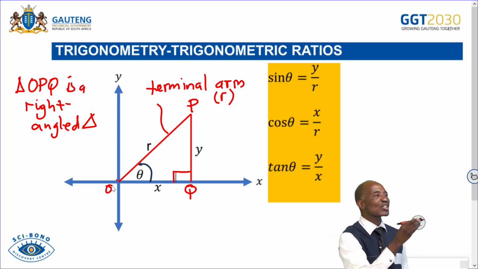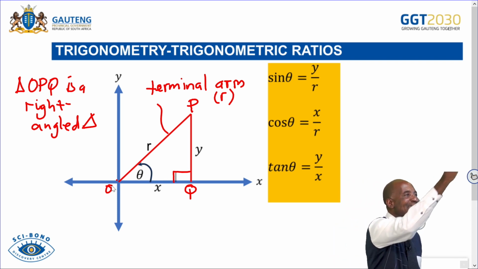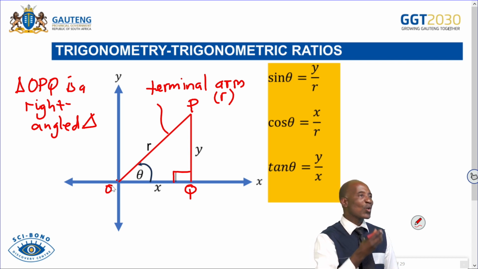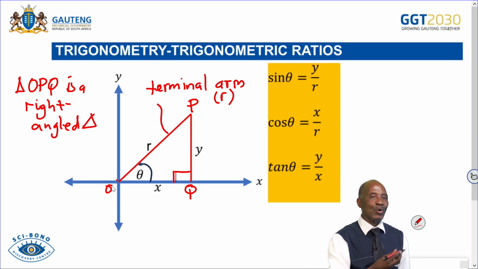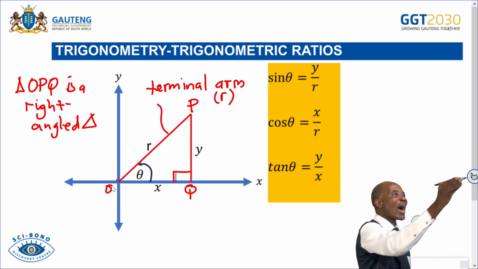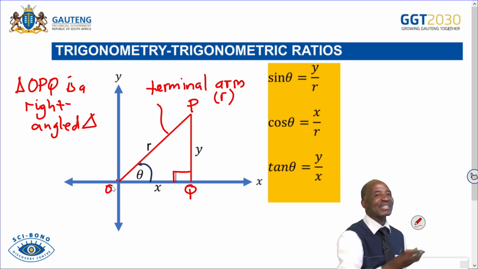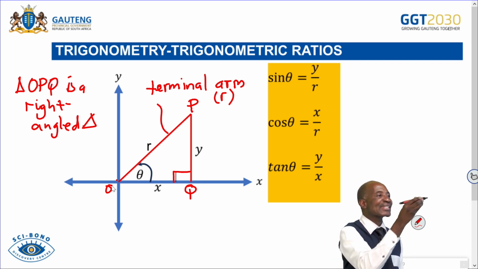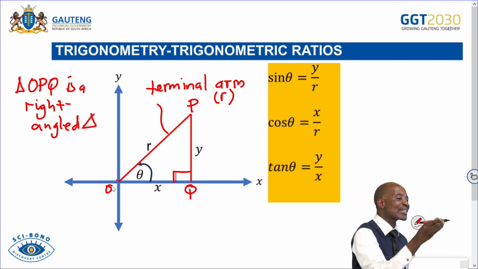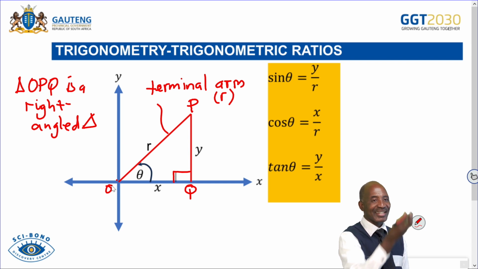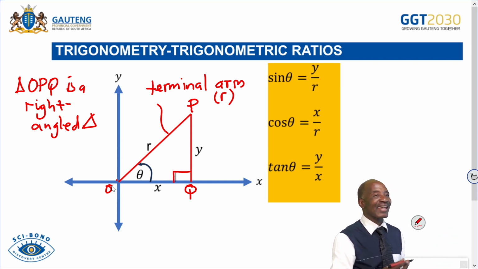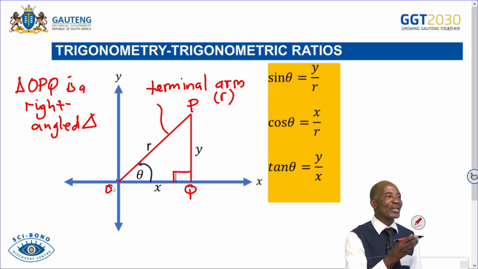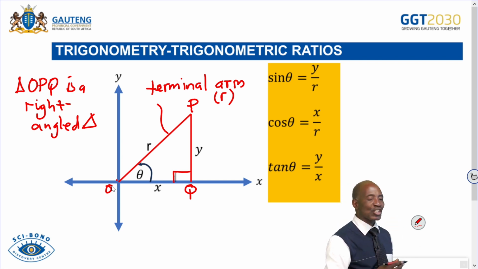Why do we call them ratios? Because their answers are in fractional form, which can also be written in ratio form. When you say y over r, it's the same as saying y is to r. It's a ratio. Out of y, r items, I'm taking y. So my ratio is y is to r. The other ratio is x is to r. The other ratio is y is to x. All these are ratios. So the functions that we form are called trigonometric ratios.